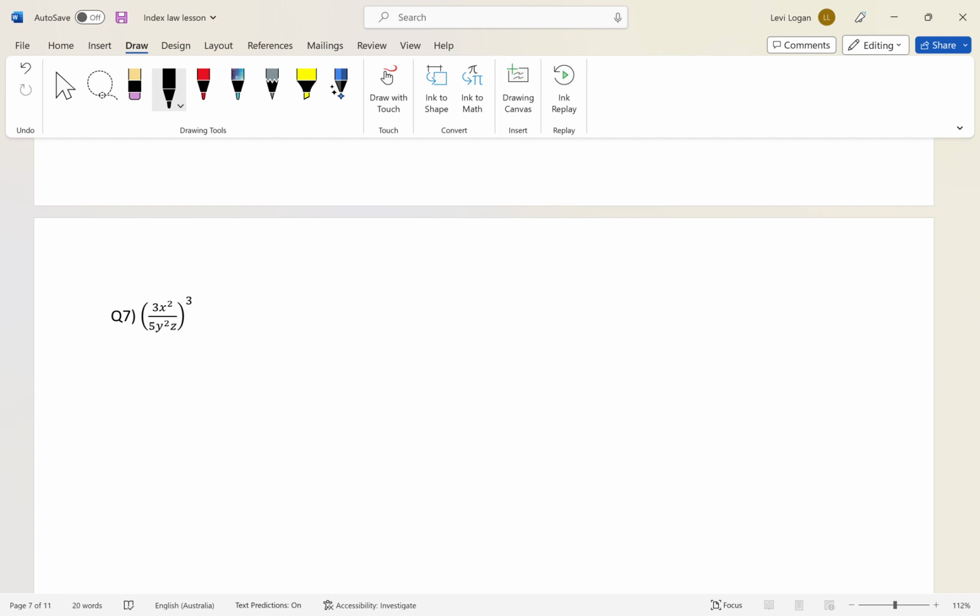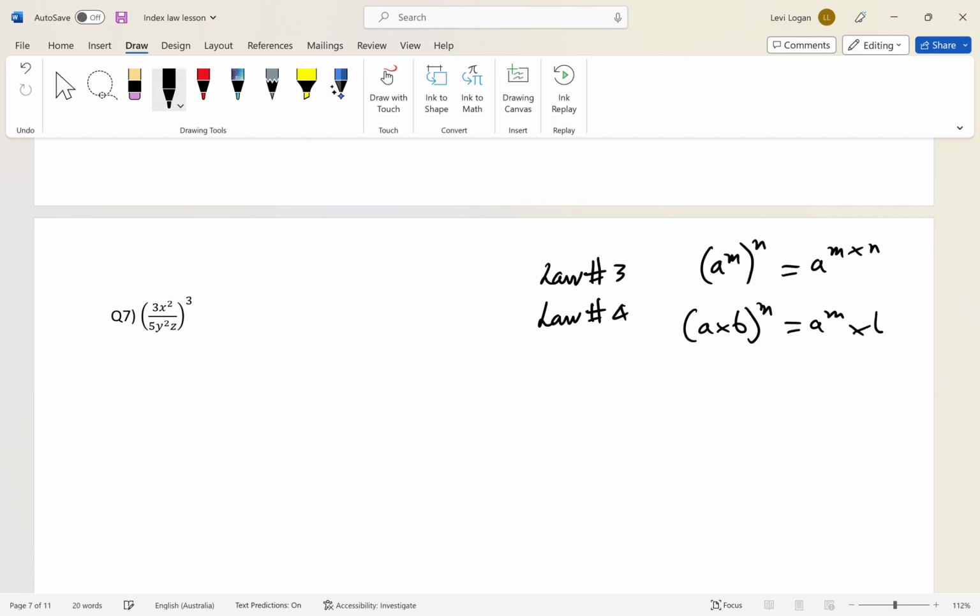Alright, so straight off the back, actually this isn't quite as hard as I thought it was. All it is pretty much is just law 3 and law 4. Law 3 is a to the m all to the power of n, which equals a to the m times n. And we have law 4, which is a times b to the power of m is the same as a to the m times b to the m.